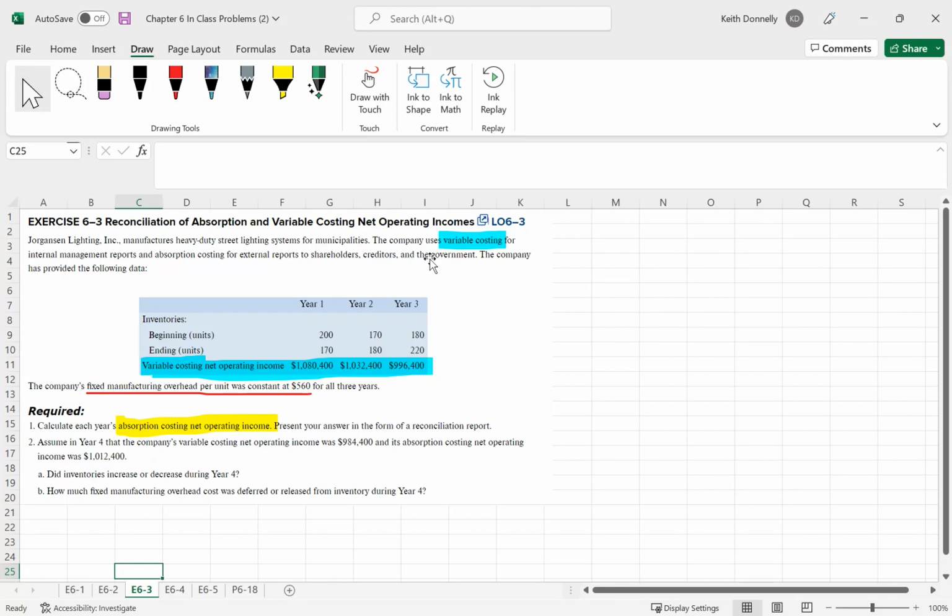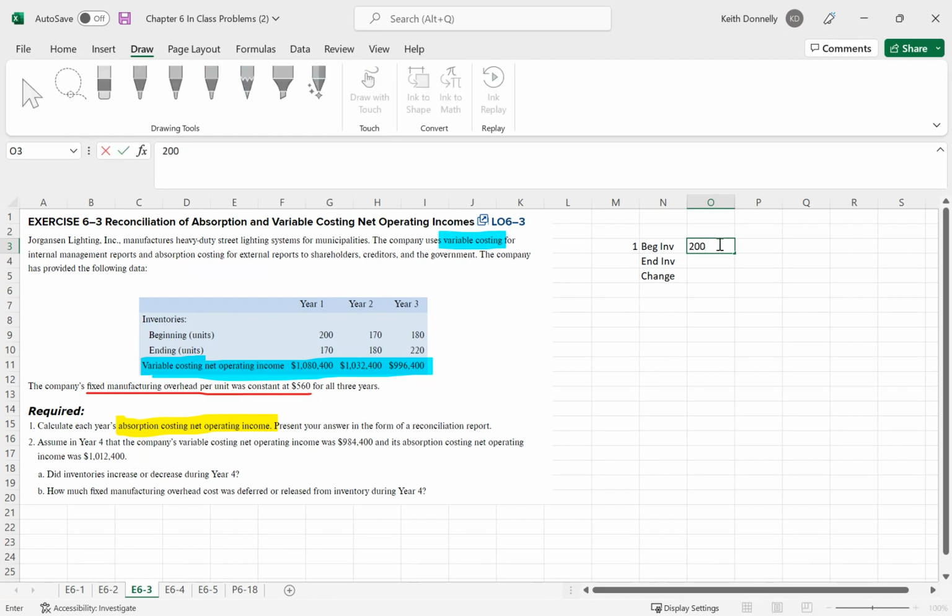So here's the deal with it. They're giving us this on the variable costing level. We have to reconcile from the blue to the yellow. How do we get there? The big difference between these is going to be that fixed manufacturing overhead. So first thing that we're going to want to do, to help us get where we need to be, let's build out a little chart here. We need to first look at how much our inventory changed each year. So we'll have beginning inventory, ending inventory, and then the change.